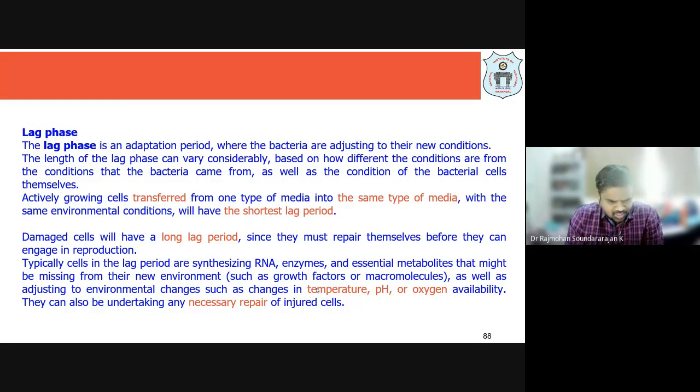And typically, cells in this lag period are synthesizing RNAs, they synthesize enzymes, and also whatever essential metabolites may be missing from the old environment in this new environment. So even growth factors or micromolecules will be produced. They will also be adjusting to the changes in environmental conditions like temperature, pH, or oxygen available in the new system. From the old system, a little bit of microorganism is taken and introduced into a new system. So what is happening is the first lag phase.